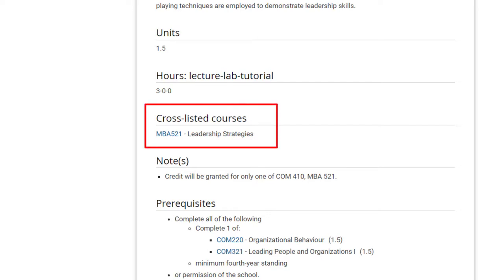Cross-listed courses indicates that this course may be offered by 2 departments or levels. Such courses are always listed twice, once under each course abbreviation. Students may obtain credit for either section, but never both.